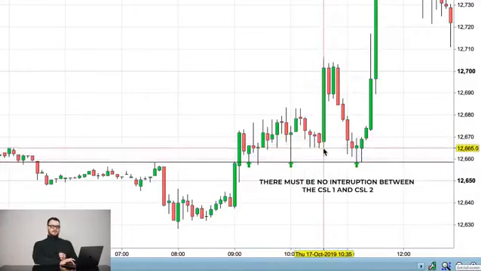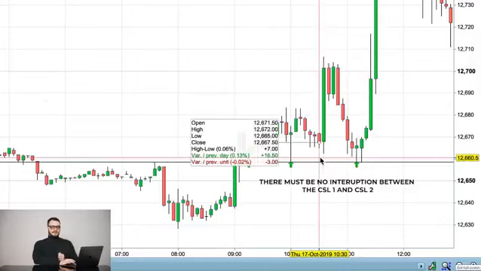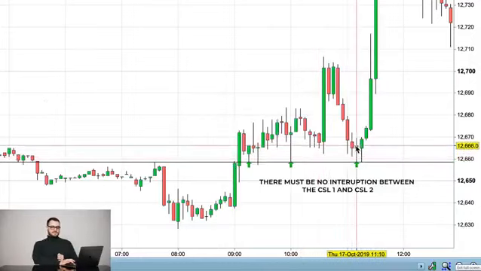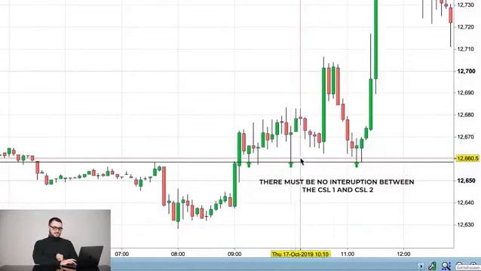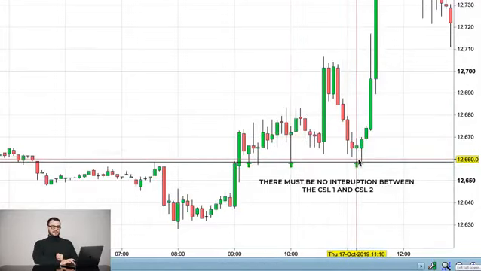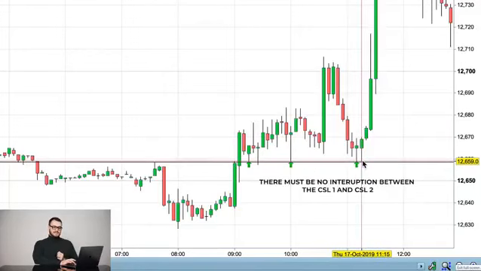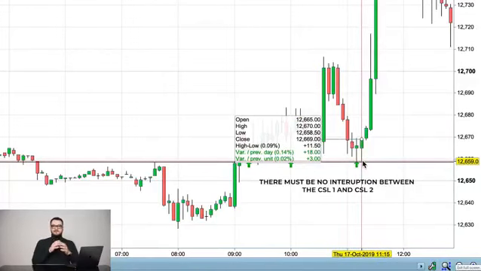If there would be an interruption in the middle here somewhere, then the model is broken, and we would have to see this as follows. This would become a CSL1. So instead of this being a CSL1, this would be CSL1, and this would be CSL2, and then the next part of the trading procedure of the bounce model would engage.